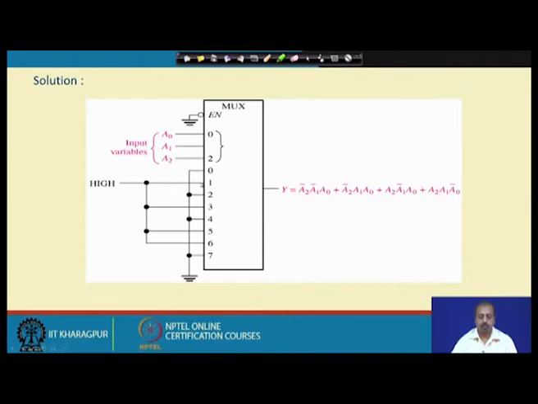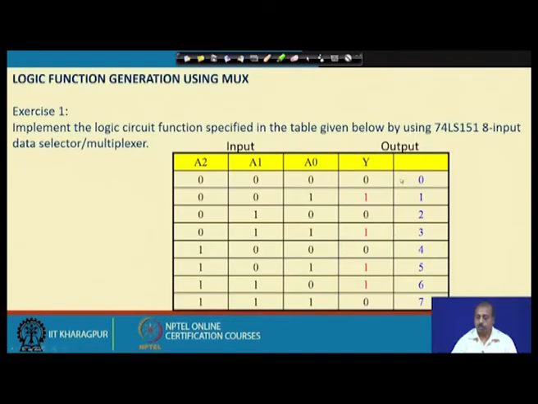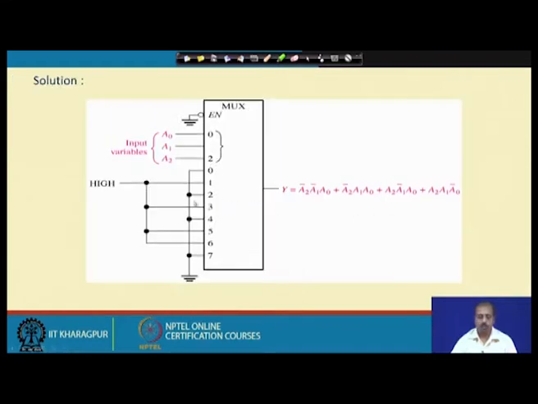So, the data inputs 1, 3, 5 and 6 are tied high, and the data inputs 0, 2, 4 and 7 are low. So, for 0, 2, 4, 7 they are tied low.